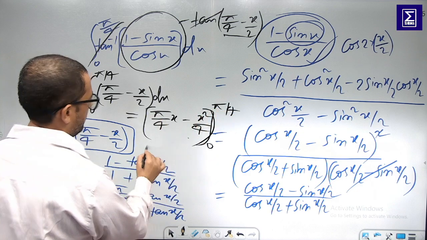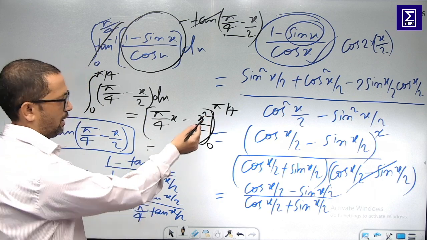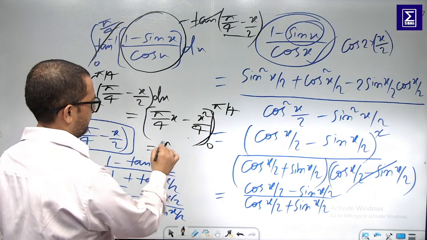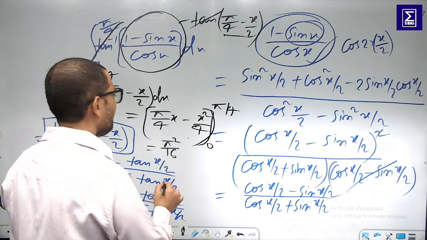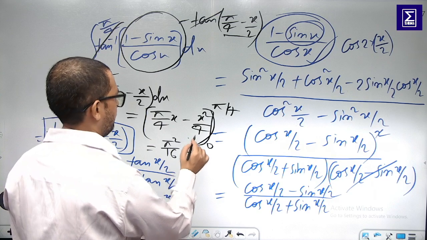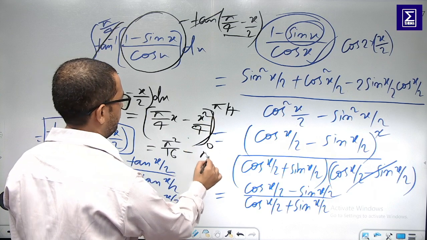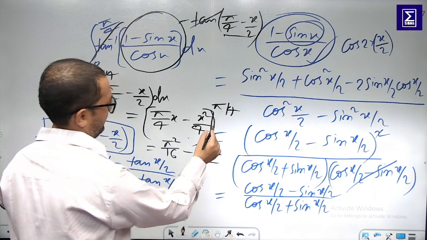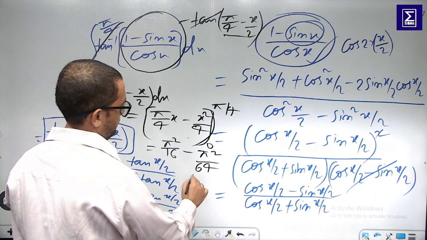If you put 0, you will get both parts 0, so we just put pi by 4. So x is pi by 4, so pi by 4 times pi by 4 is pi square over 16, and minus, here we'll get pi square by 16 and 16 and again 4, so 64. So this is the answer.